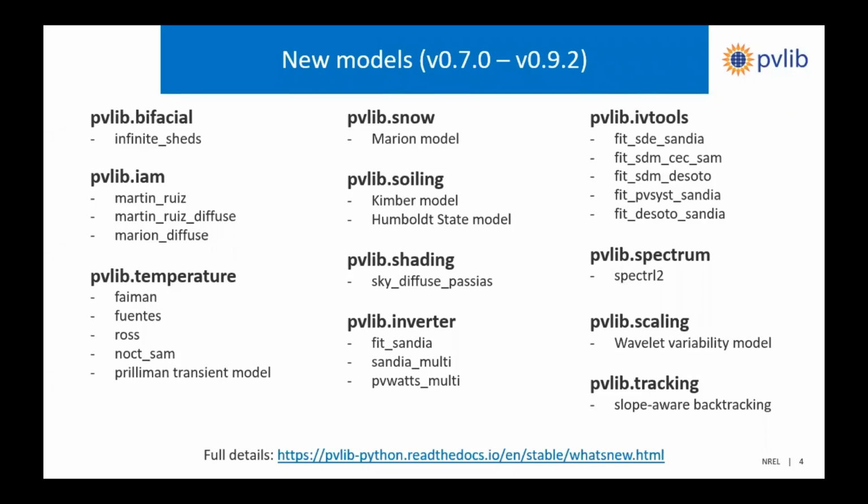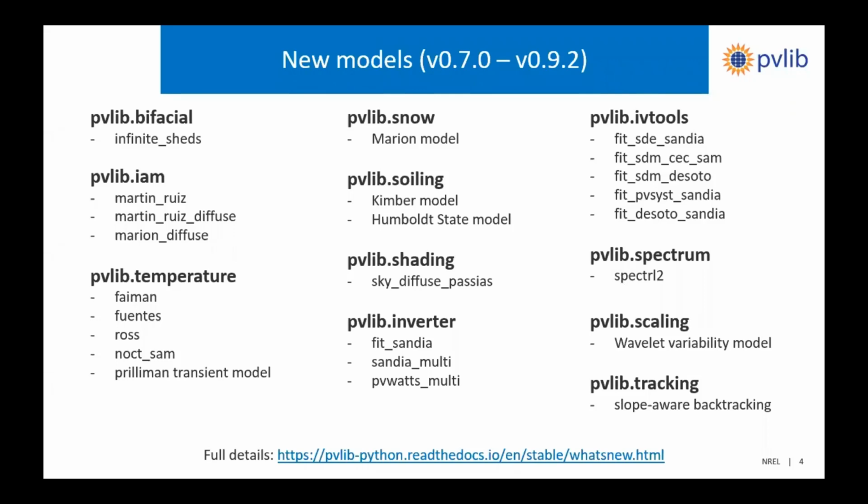A new snow loss model and 2 soiling loss models, both kind of based on the concept of accumulating and then a cleaning event. We have a sky diffuse shading model that we've added. 3 new inverter functions, which are interesting. One for extracting inverter model parameters from measured efficiency curves. But the second 2, I think, are really cool. They are extensions to previously published models to, in a conceptually coherent way, extend them for multiple MPPT inputs. And I'll talk about that more in a second here.